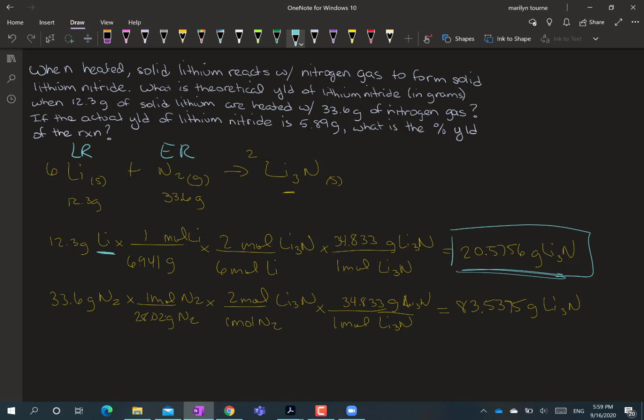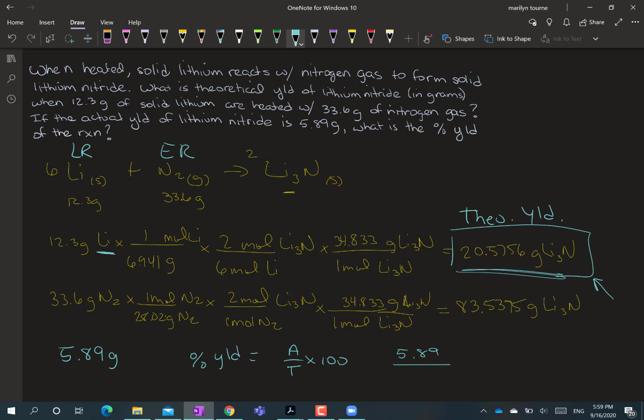The next part of the question would ask if the actual yield of lithium nitride is 5.89 grams. The theoretical yield is what you're supposed to get in a perfect world. But when you actually do this experiment, you weigh out your product and you only get 5.89 grams. They want to know what the percent yield for your experiment is. To do this, I would use the equation of percent yield, which, to remind you, is actual over theoretical times 100. So you actually get 5.89 grams.